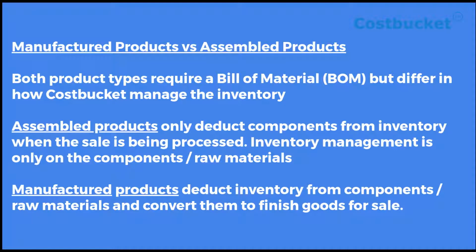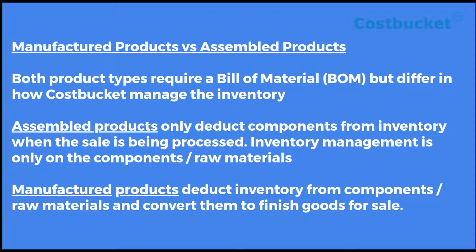Manufactured products differ in the inventory treatment from assembled products. Inventory tracking of assembled products is at the raw materials component level, while manufactured products are tracked as finished goods. Assembled products are only put together when the product is being sold. The software deducts the components from the raw materials.